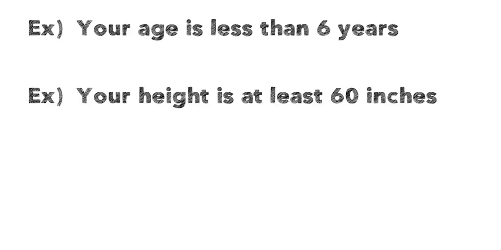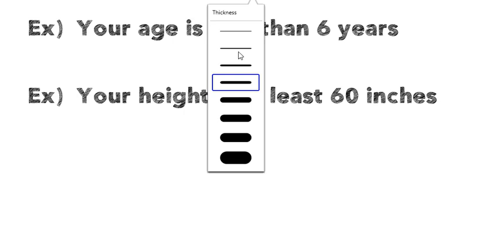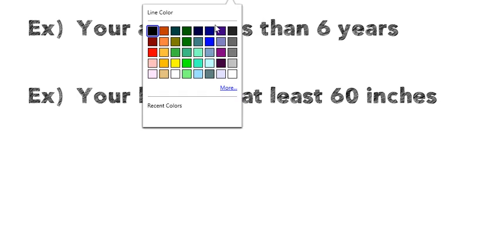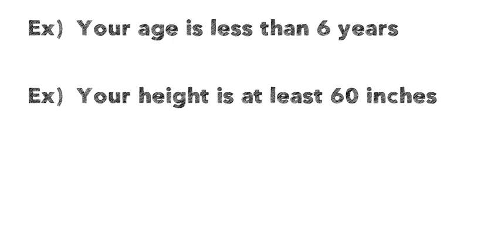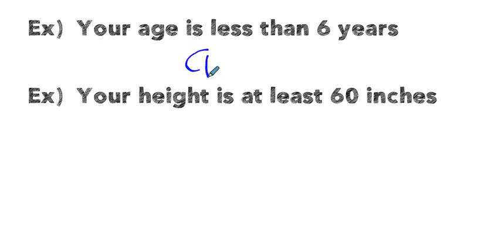So we'll start with some translation. We've got the words and we need to go to the numbers and the symbols. So I get my pen pulled up here. All right, so your age is less than 6 years. Maybe I just let my variable be A for age. Sorry, I gotta get my pen back up. Okay, so age less than, I know what that looks like. And then 6, right? Age is less than 6 years.